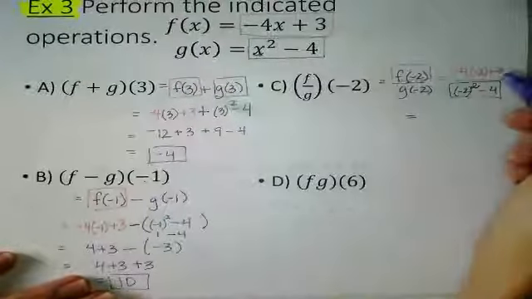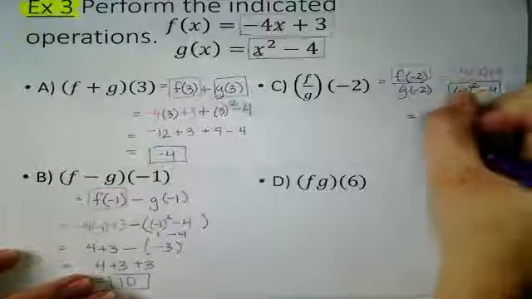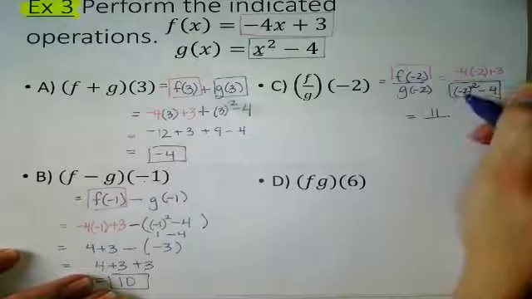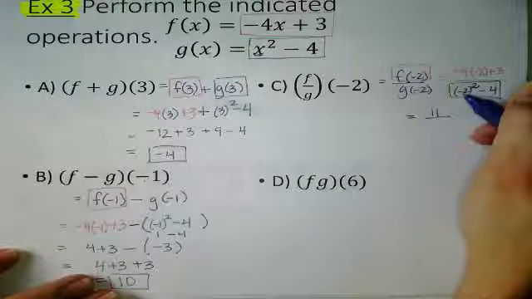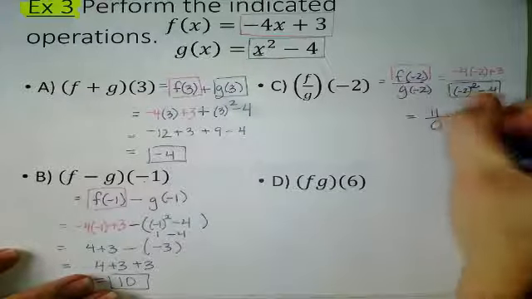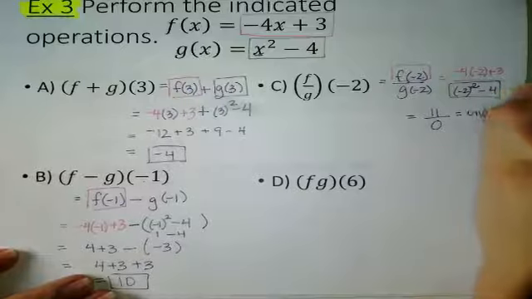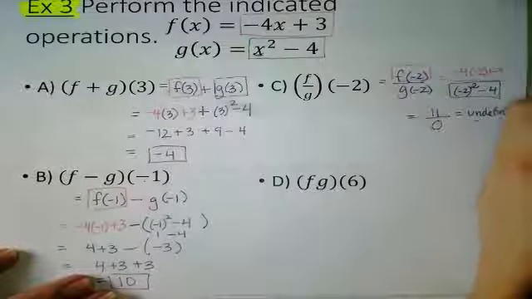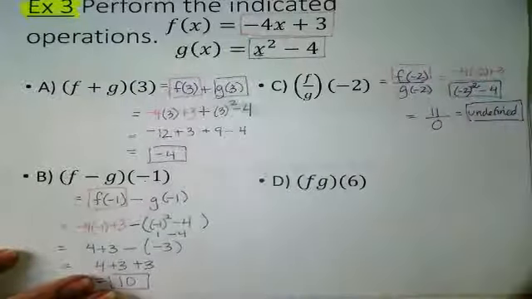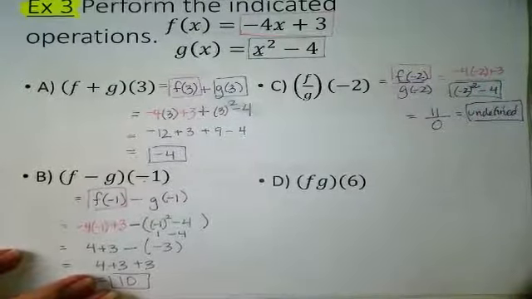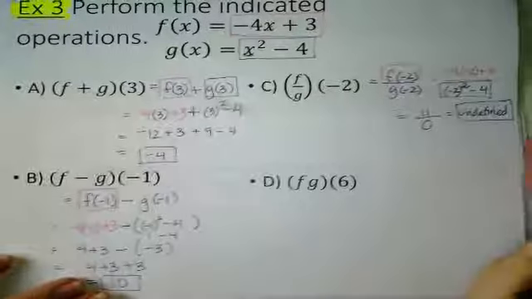Okay. 8 plus 3 is 11. And this becomes -2 times -2 is +4. Minus 4 is 0. What? Whoa, undefined. When the 0 is under, it's undefined. We are going to test that all year long, ladies and gentlemen.